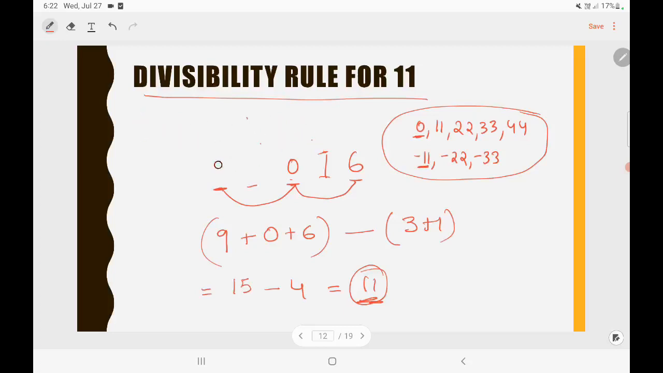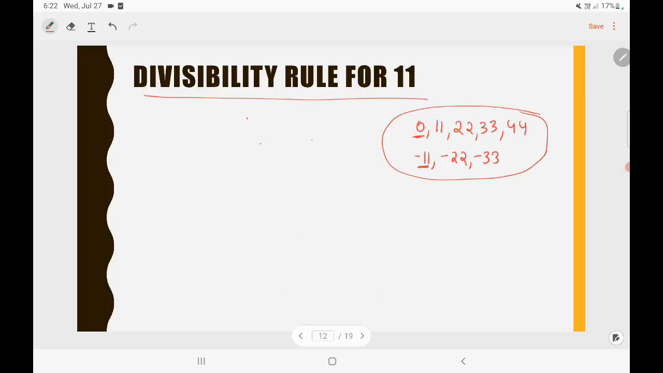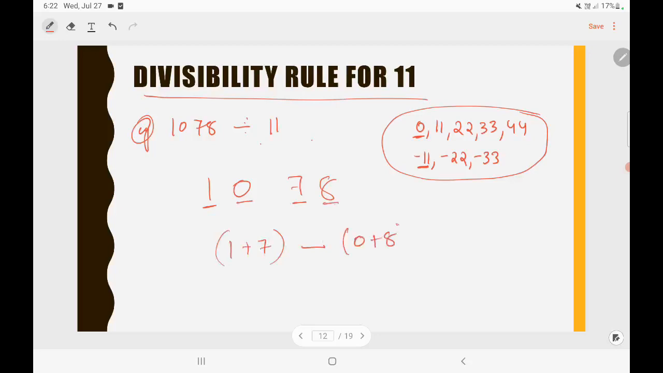Now we'll check another example as well. Let's take a 4-digit number, 1078. We need to check whether 1078 is divisible by 11. You first add 1 and 7, that means 1 plus 7. Then you subtract 0 plus 8 from it. That is 8 minus 8, which is equal to 0. As I have already mentioned, if 0 comes, then you should consider it divisible by 11. So 1078 is divisible by 11.